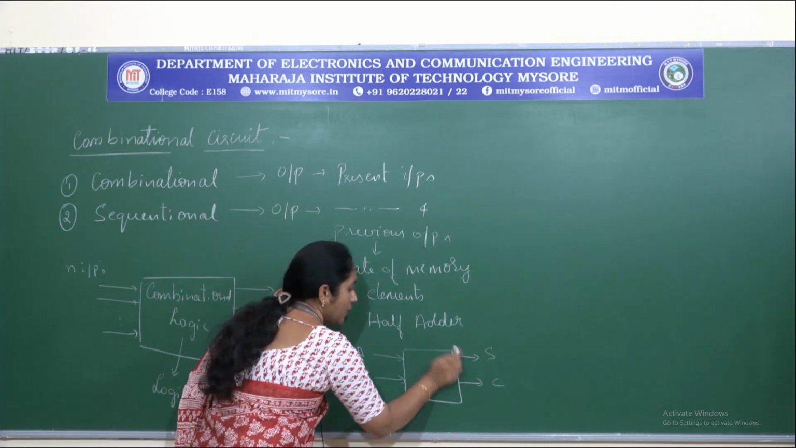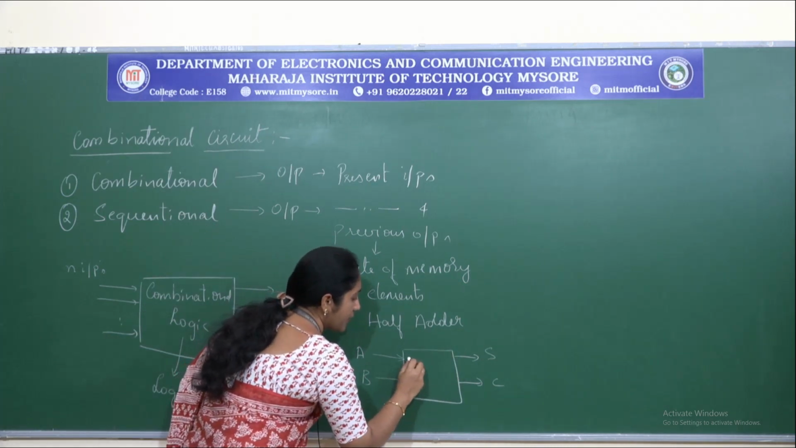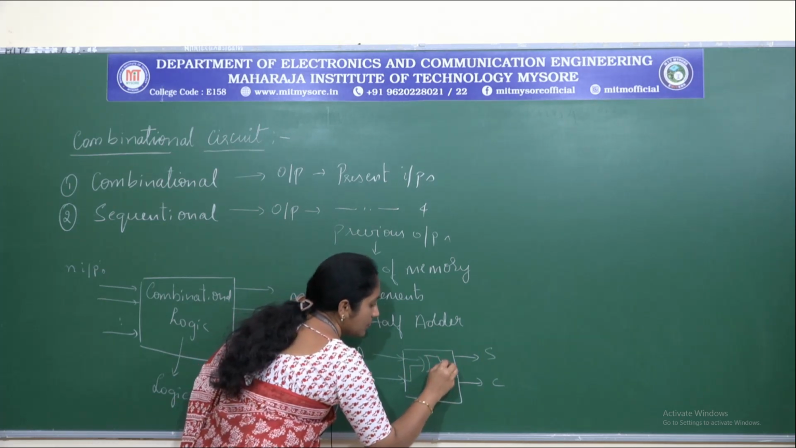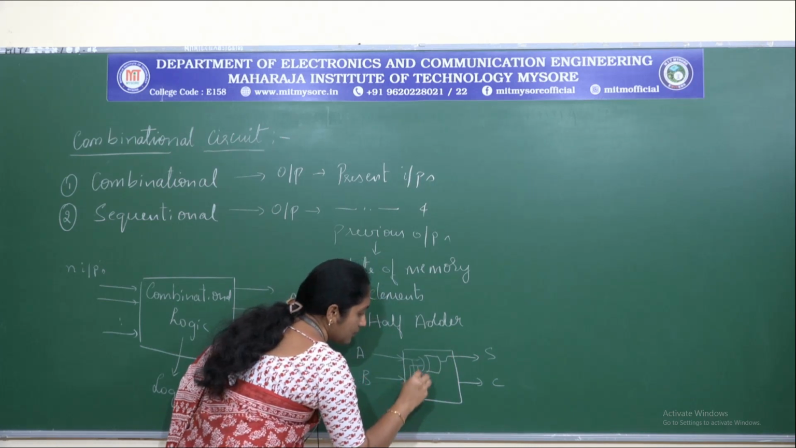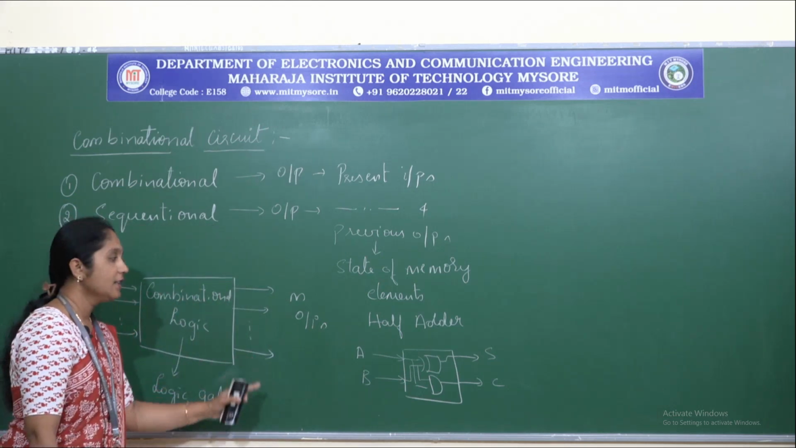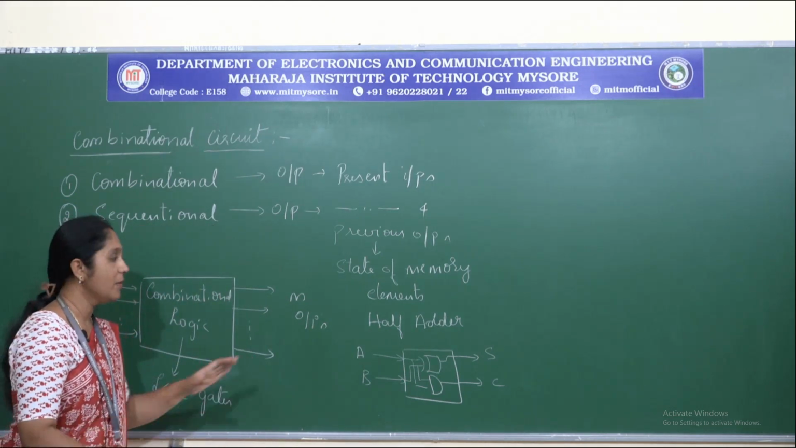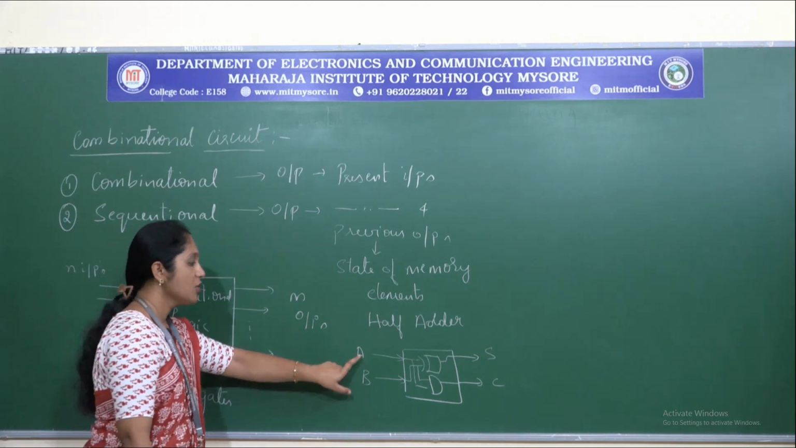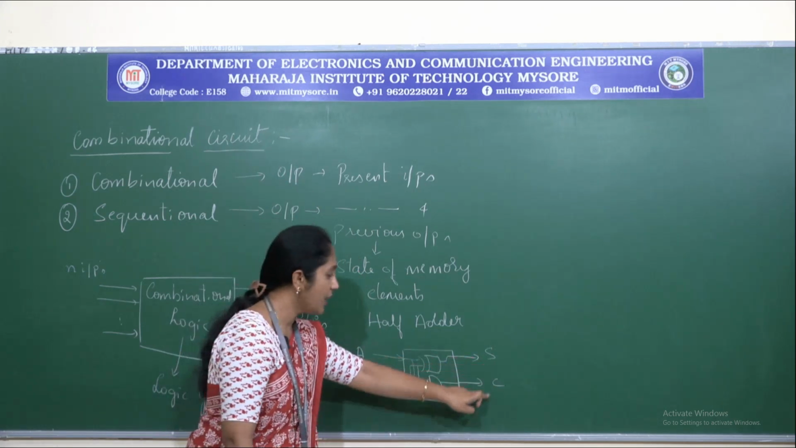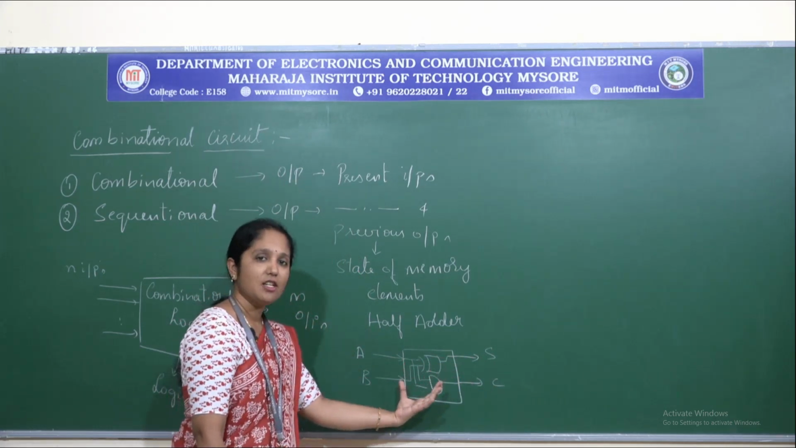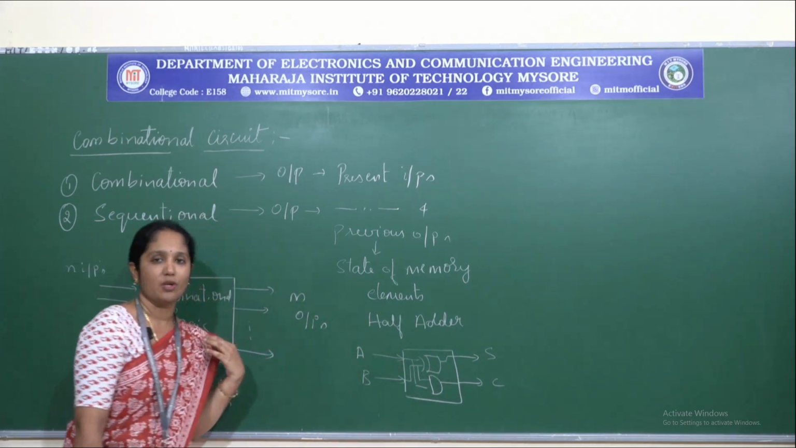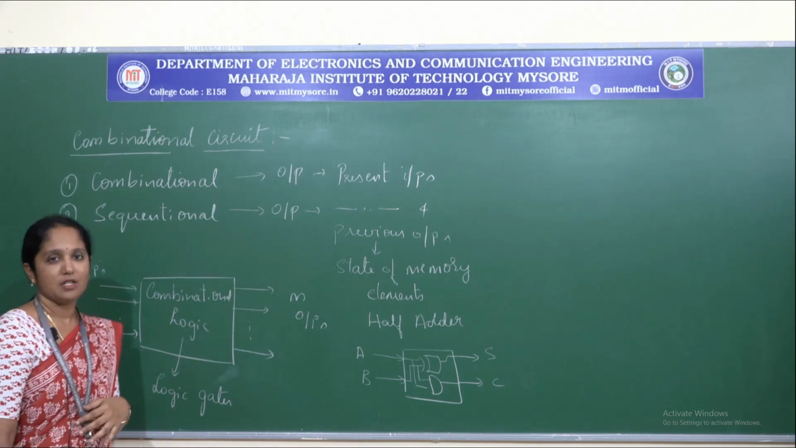To be more specific, let us represent the circuit. So this is how the half adder combinational circuit will be. Here you can observe, we are giving 2 inputs and we are obtaining 2 outputs, and those outputs are obtained by using logic gates, using the logical expressions that we write from the truth table. This is about the combinational circuit.